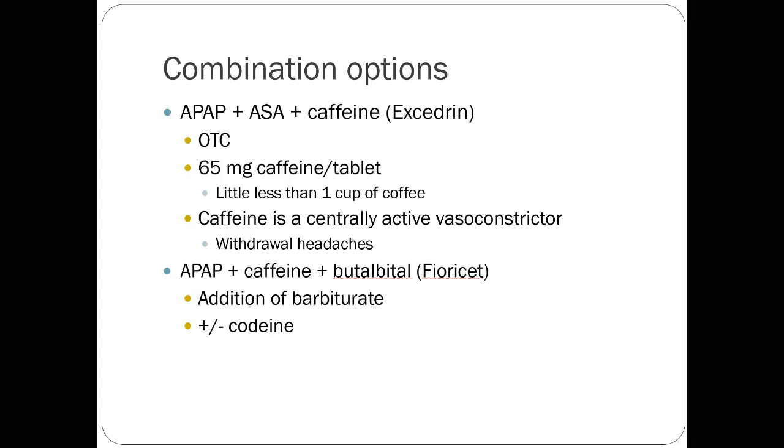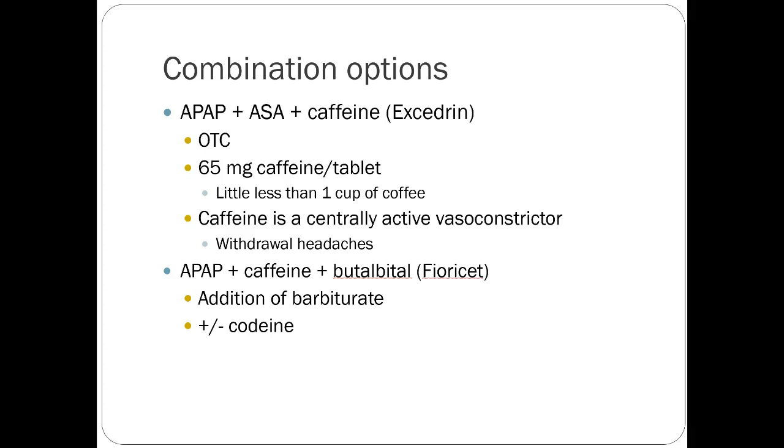But Excedrin is probably one of the more common over-the-counter products. It's marketed for migraines and headaches, and it's a combination of acetaminophen, aspirin, and caffeine. You can get it over the counter. It's got 65 milligrams of caffeine per tablet, a little less than a cup of coffee. So caffeine basically works centrally. It does a number of things, but it vasoconstricts centrally. But again, once that wears off, you can get a rebounding vasodilation and cause a withdrawal-type headache.